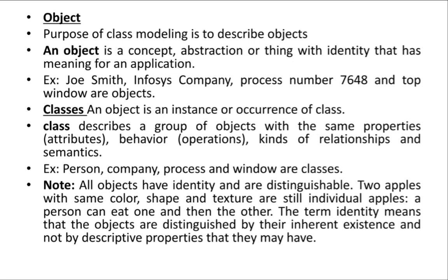Right? A person can eat one and then the other. Hope you are understanding. A person can eat one apple, then the next apple, like that. So if I say two apples with the same color, same shape and same texture, still they are different. Each apple is different. That means each object is different and each object will have a separate identity, right? Each object will have a separate identity. Hope you are understanding, guys. If you have any doubts, please post your doubts in the comment section, right?